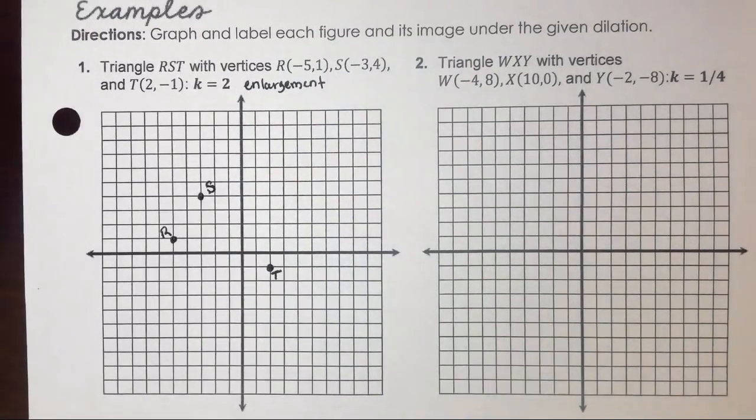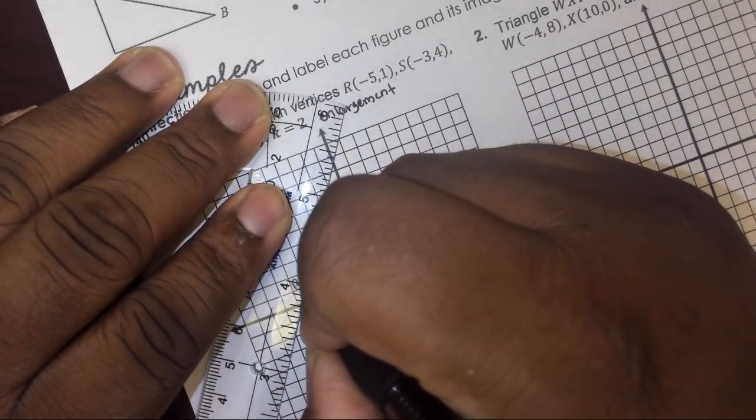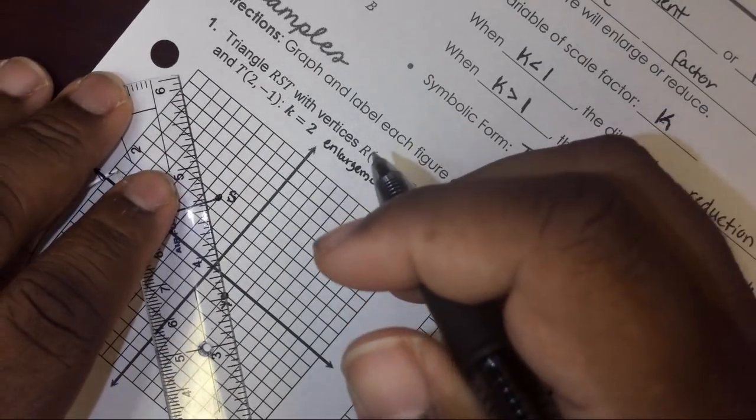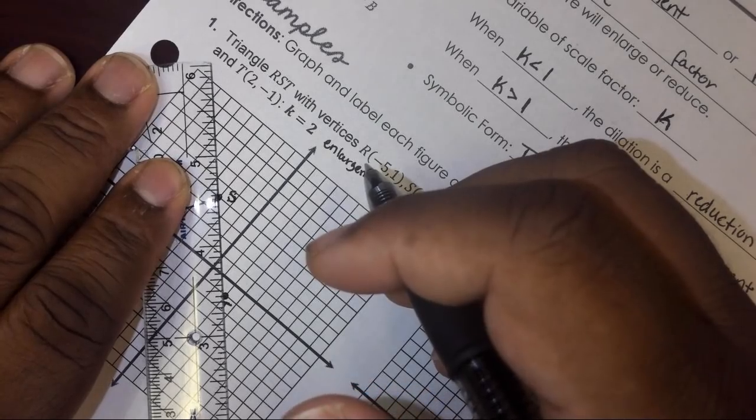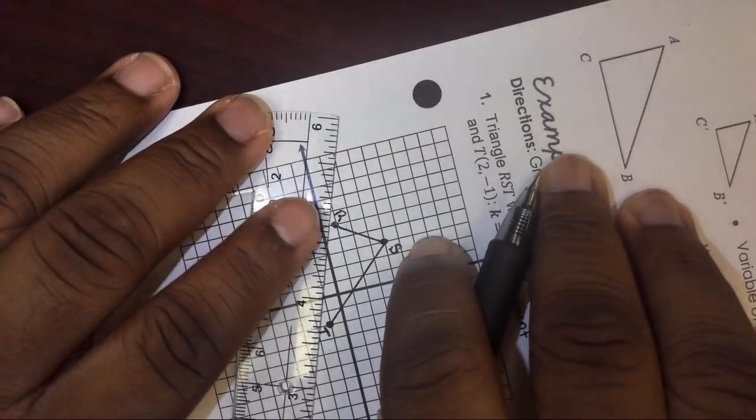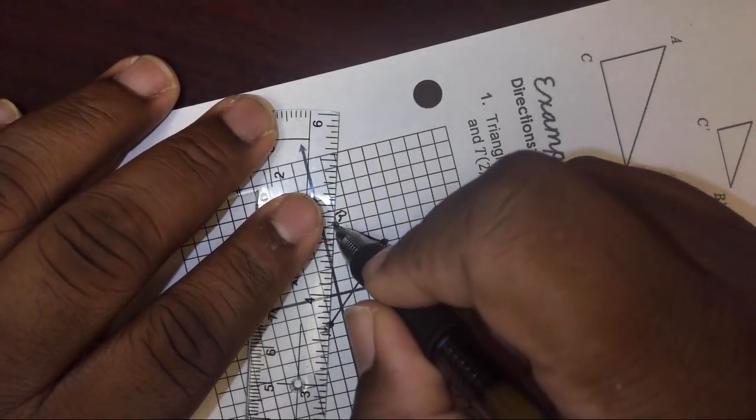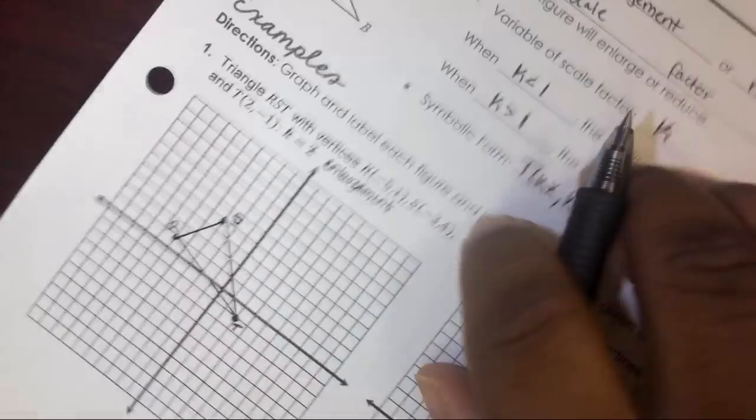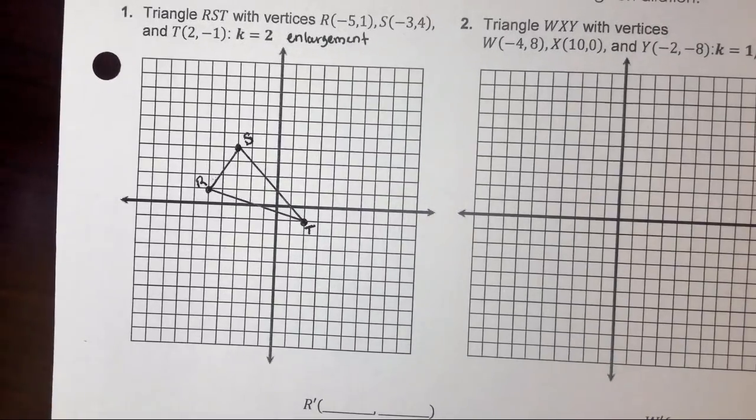Look at my original points right here, R, S, T. I'm going to connect them real quick. Make this triangle. And then we're going to enlarge it by a scale factor of 2.